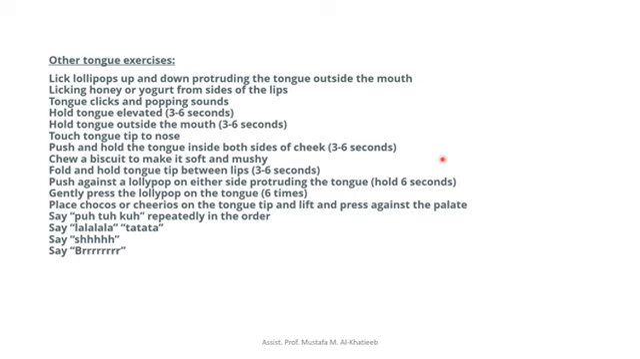Chew a biscuit to make it soft and mushy. Fold and hold tongue tip between lips 3 to 6 seconds. Push against a lollipop on either side, protruding the tongue. Hold 6 seconds. Place Chocos or Cheerios on the tongue tip and lift and press against the palate. Say po to ko, repeating it in order. Say la la ta ta, shh, s, or brr.